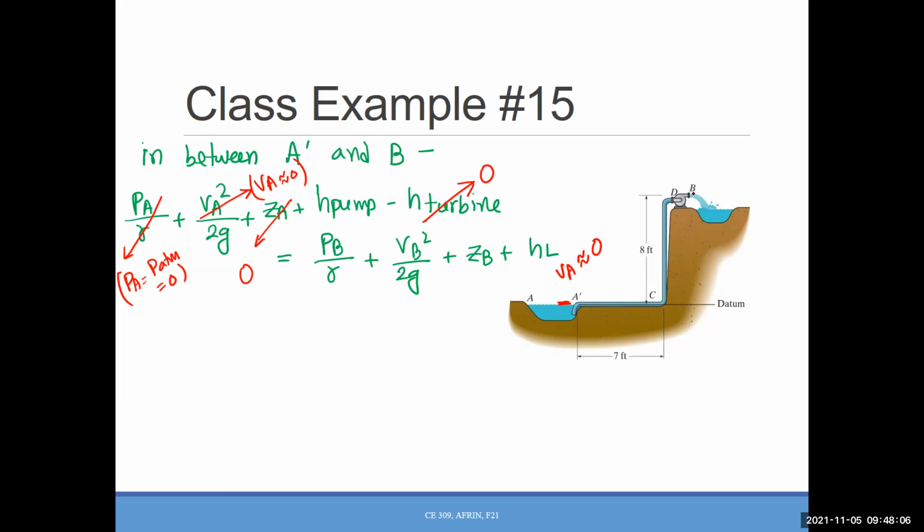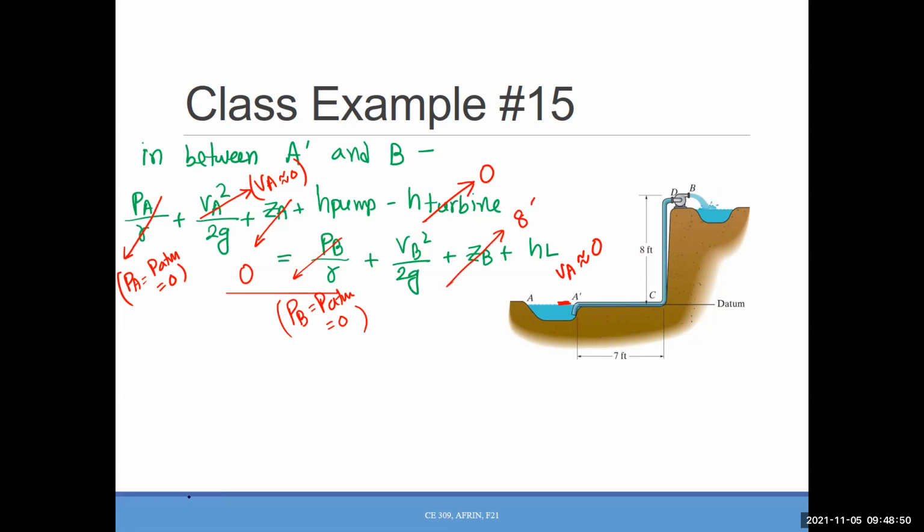PB. At B, water is discharging into open atmosphere. Again, what is the pressure at B? 0. Good. You see, we got so many terms which are 0. So PB is P atmospheric, and 0. We can't say VB is 0 because VB is coming out of the pump, but we know what VB is. What is ZB? 8. And we need to calculate the head loss. We will do that.